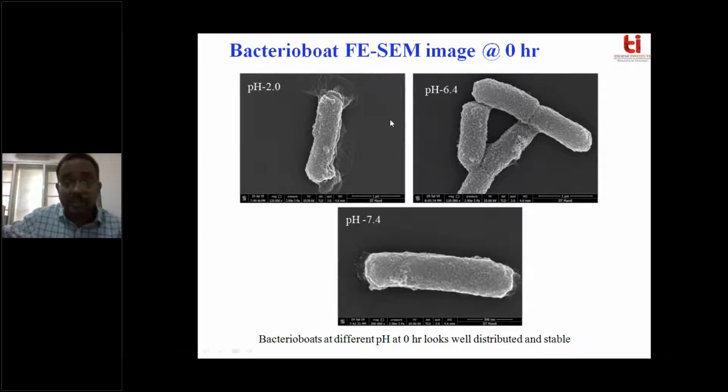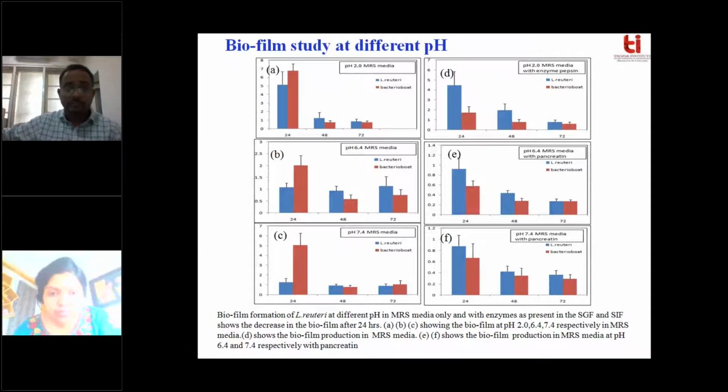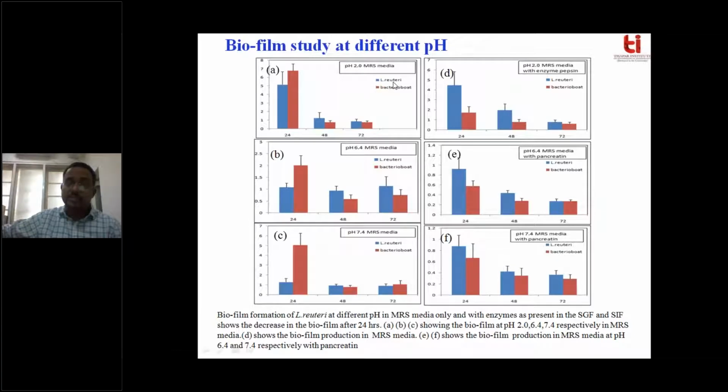For our experiment, this biofilm production was really important. If it can't make biofilm, then it's of no use. So we checked the efficiency of biofilm production at different pH, and what we found is they can produce a lot of biofilm even at 24 hours. This is normal Lactobacillus reuteri and this is Bacterobotes. This is only in MRS media, and this is MRS media along with simulated intestinal fluid, and this has pepsin, which is present in gastric juice in the stomach and is a protein-degrading enzyme.